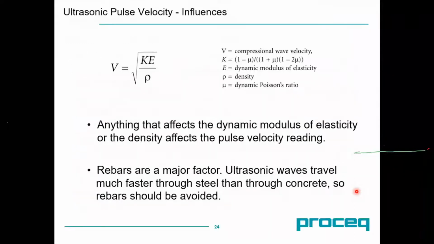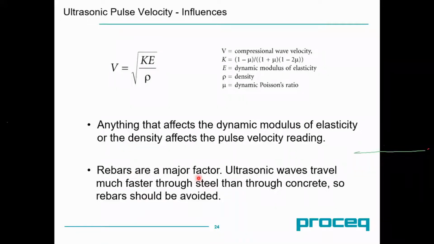Now, what can influence our UPV testing? Size and geometry of concrete do not influence pulse velocity, but the density and E-modulus do. So you can see the relationship between velocity, the density, and the E-modulus. The E-modulus and the density affect our UPV reading.